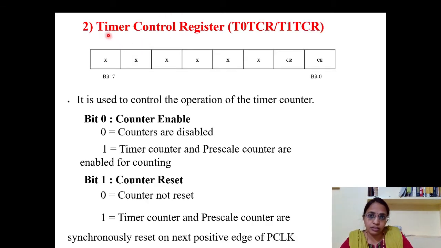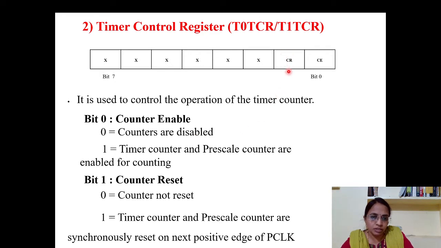The next register is the timer control register. This timer control register has just 2 bits. One is CE, which stands for counter enable. The other one is CR, which stands for counter reset. What is the use of the counter enable? As the name indicates, it is used for enabling or disabling the timer counter. When it is equal to 1, the timer counter and prescale counter are enabled for counting, and when it is 0, the timer counter and prescale counter are disabled from counting.